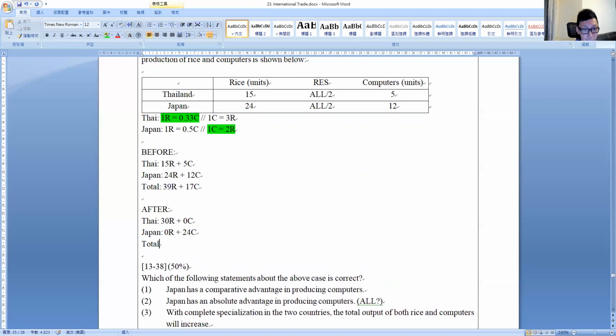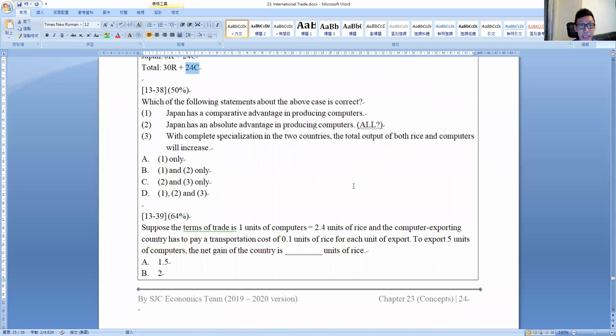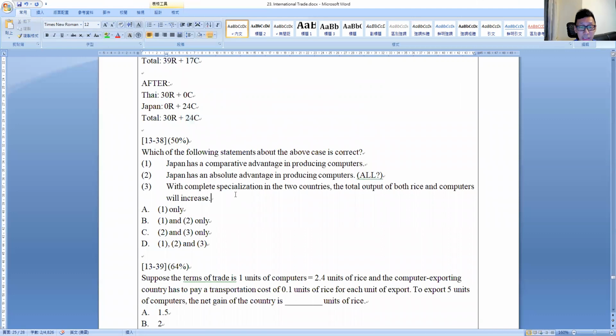What happens to the total? You see, 30 rice plus 24 computer. Yes, computer, you see, it has increased. What about rice? No, it hasn't. Rice, it has not increased. Not yet. Okay? 好唔好啊？ Therefore, actually, number 3 is wrong.